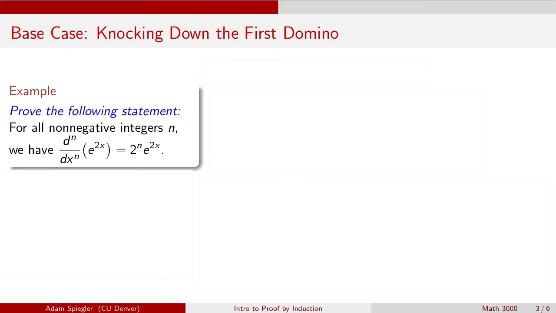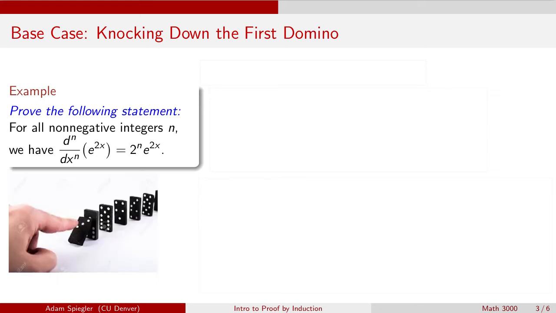And that was, we've got for all non-negative integers n, the nth derivative of e to the 2x is equal to 2 to the nth power times e to the 2x. And so the first step in the process of induction is proving that we can knock the first domino over. And that's what we call the base case. So we would like to show that the statement P is true for the smallest value of n, and that's what B is denoting.